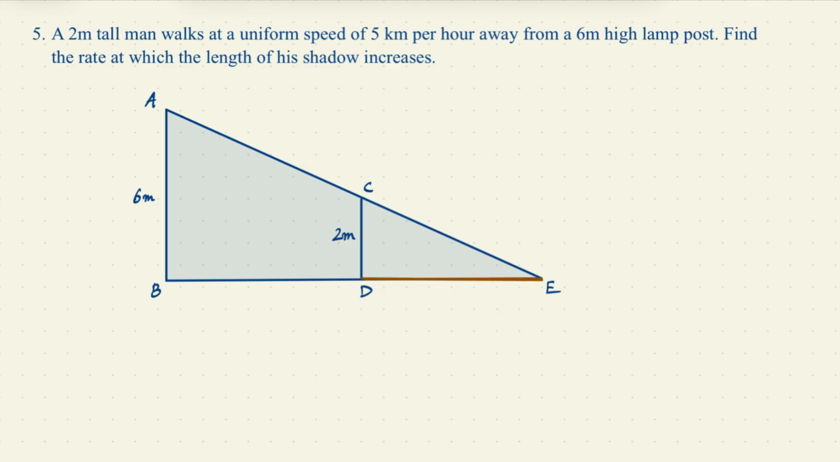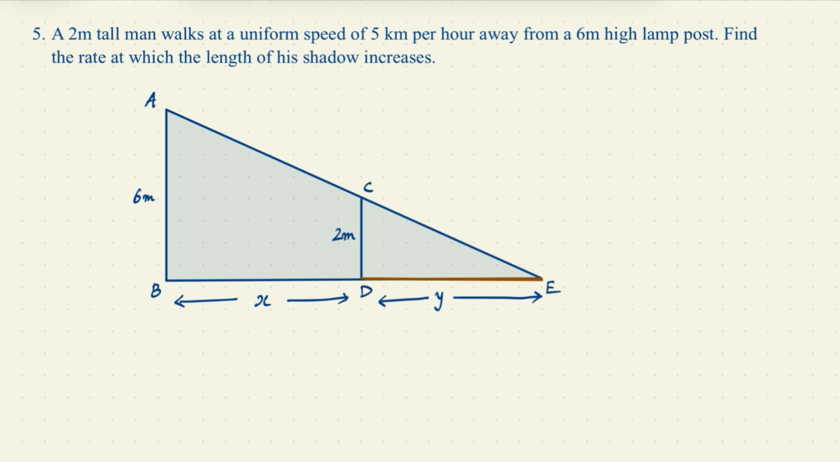So here we will assume the distance between the lamppost and the man as x. This x is the distance between the lamppost and the man, and let y be the shadow of this man. See, this DE is his shadow, and I'm assuming the length of the shadow as y, and this x is the distance between the lamppost and the man. Okay, so now let us reread the question.